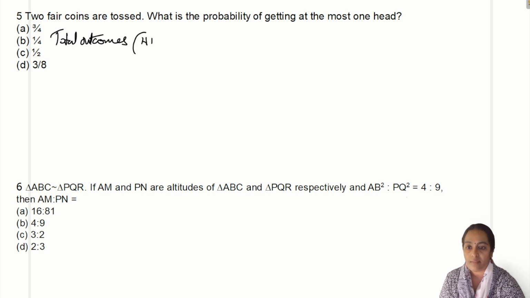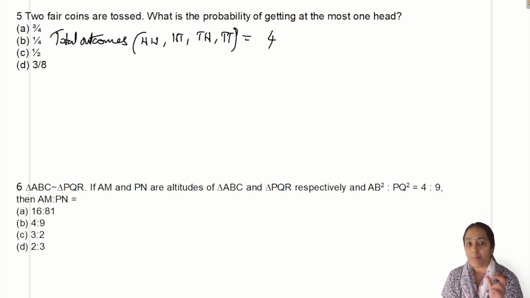So you will be having HH, HT, TH and TT. So total number of outcomes is going to be 4. What are the possible outcomes? The probability of getting at most one head. What is the meaning of at most one head? At most one head is less than or equal to one head.